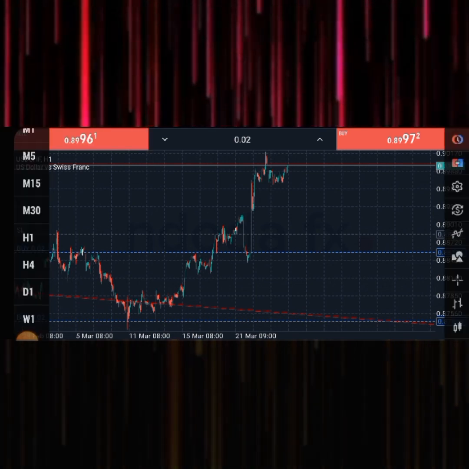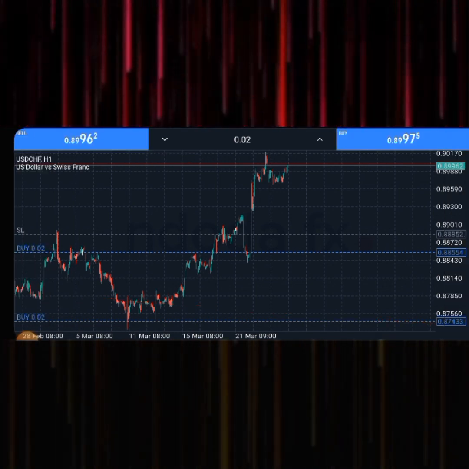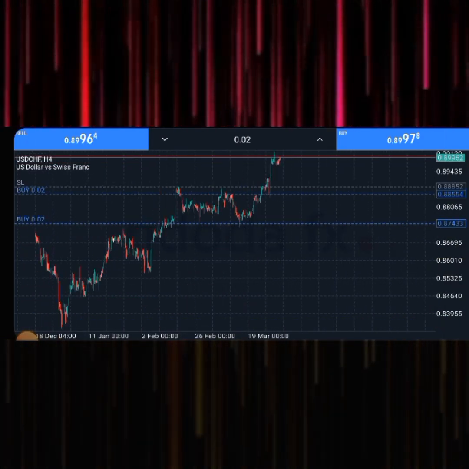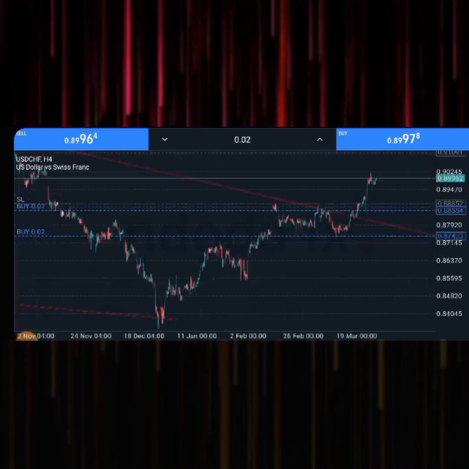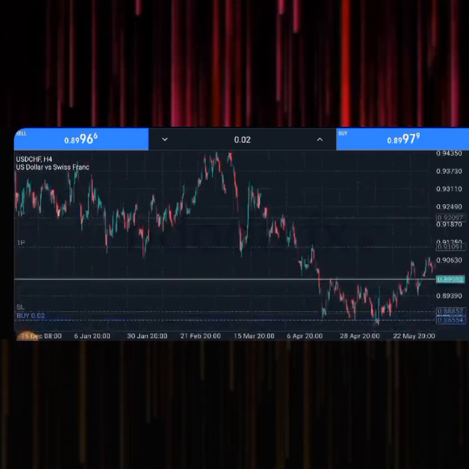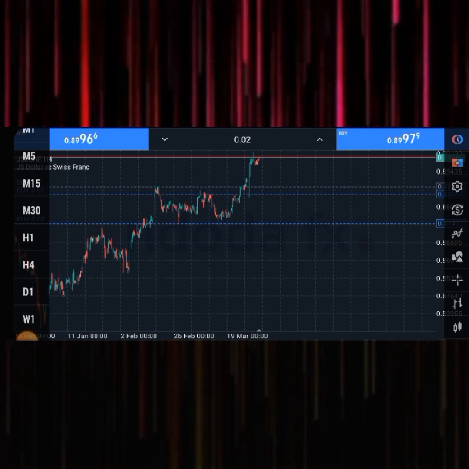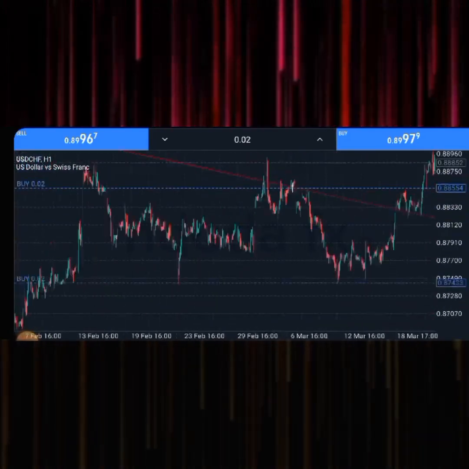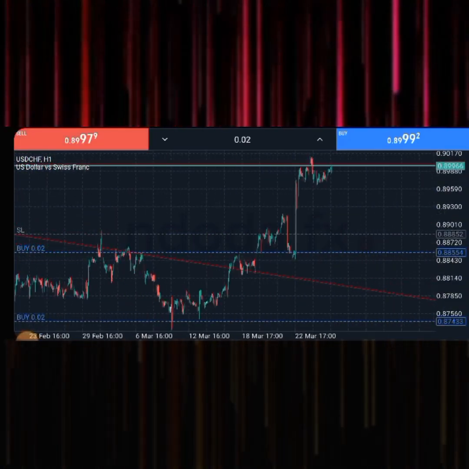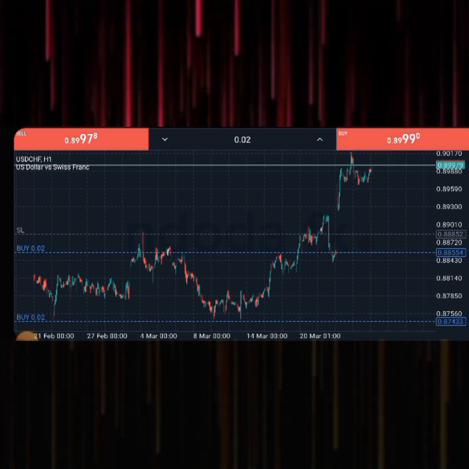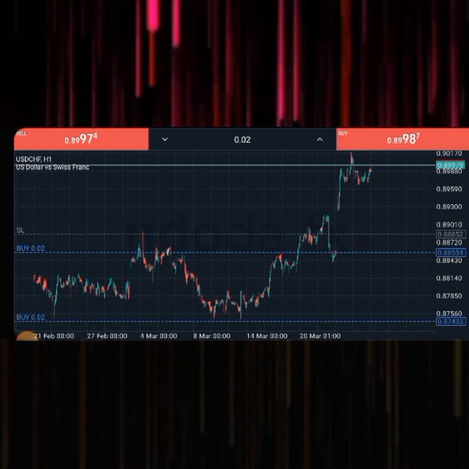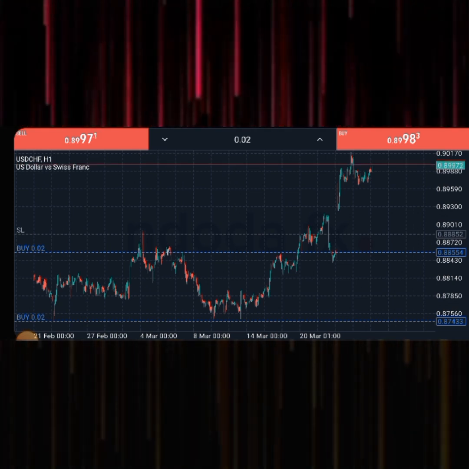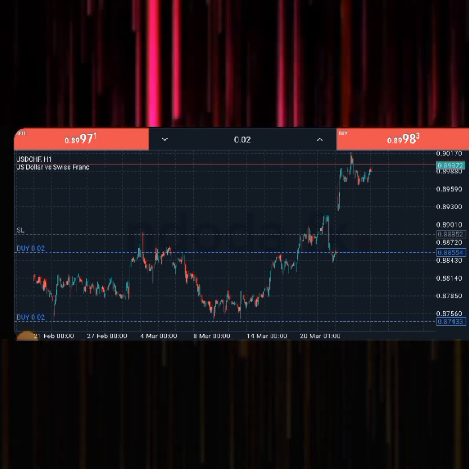So as you can see, the chart is still loading. Switching to the 1 hour and it is loading. It should get the data. Okay, data reached. So how did we get into this trade? This trade, as you can see, is what we call a cup and a handle.